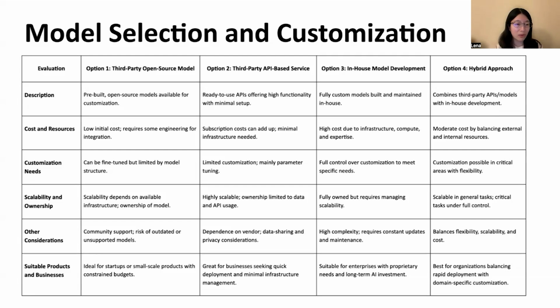For example, for startups or small-scale products with constrained budgets, you can choose a third-party open source model. Or if your business is seeking quick deployment and minimal infrastructure management, third-party API-based services might be a better option. If you're an enterprise with proprietary needs and you're determined on a long-term AI investment, building an in-house model might be a good choice. Or if you want to balance rapid deployment and some domain-specific customization, you can consider the hybrid approach.